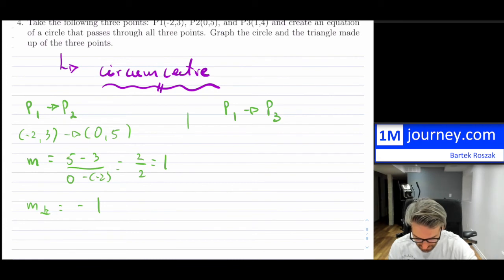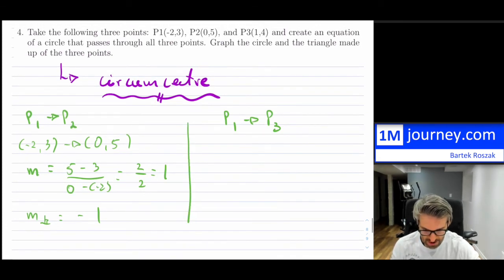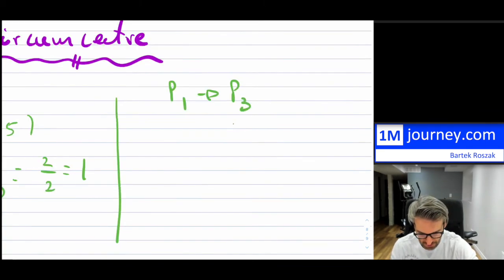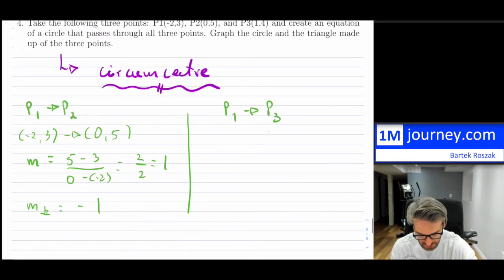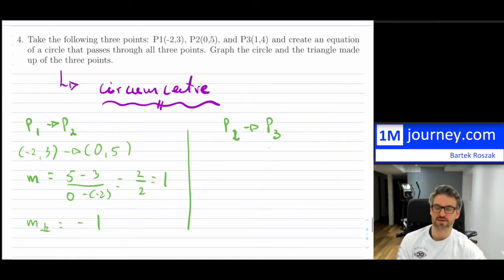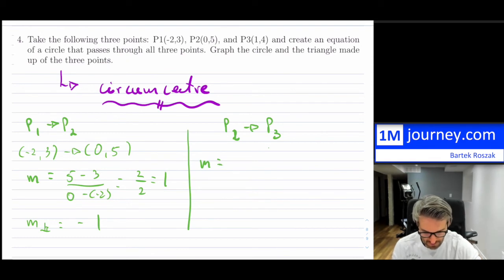Now, for my second one, which one is easier? P1 and P3, or P2 and P3? I don't know if it's easier, but let me take P2 instead here. The reason is because it has a 0, 5. So this will be P3, so 4 minus 5.